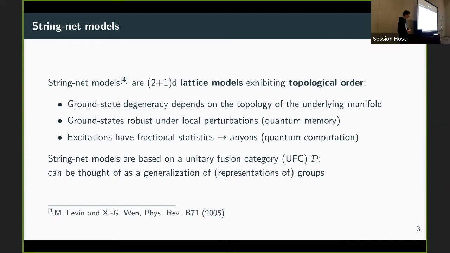I will be denoting this thing by D, but actually, I don't know how many of you are familiar with this, it suffices to just think of this as some kind of generalization of a group or representations of a group. And actually we will need very few properties of these fusion categories.